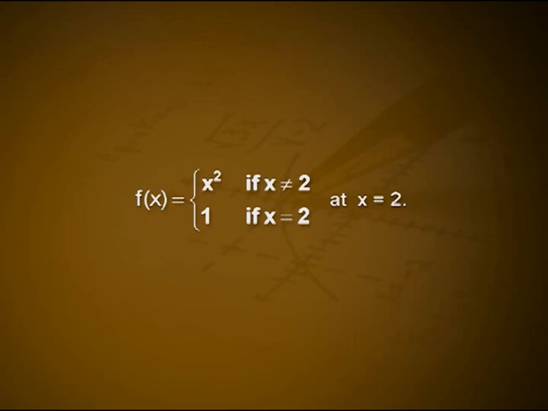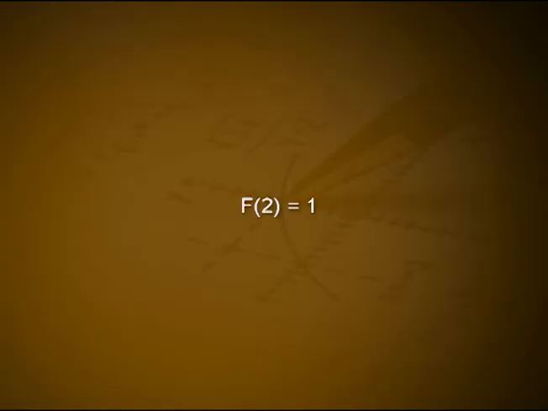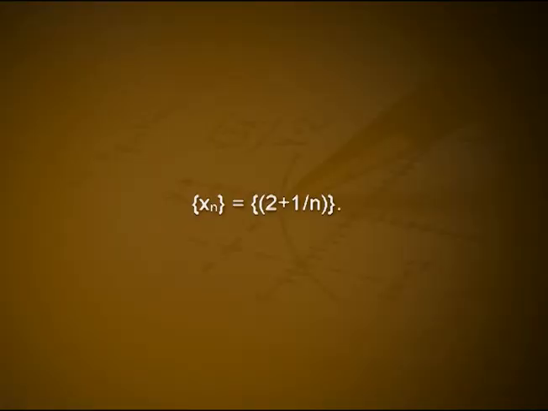Let us check the continuity of the function f of x equal to x square if x not equal to 2 and f of x equal to 1 if x equal to 2, at x equal to 2. Here f of 2 equal to 1. Consider the sequence xn equal to 2 plus 1 by n. This sequence converges to 2.